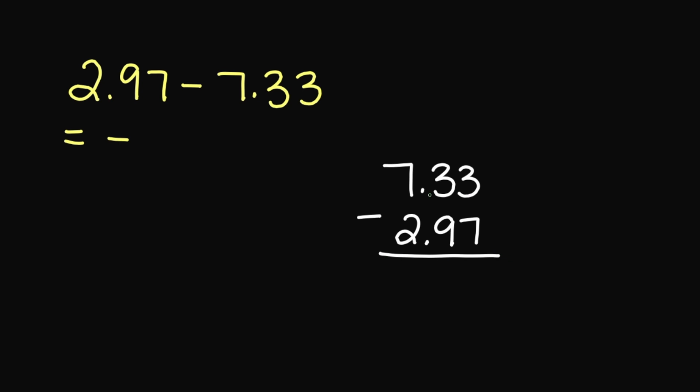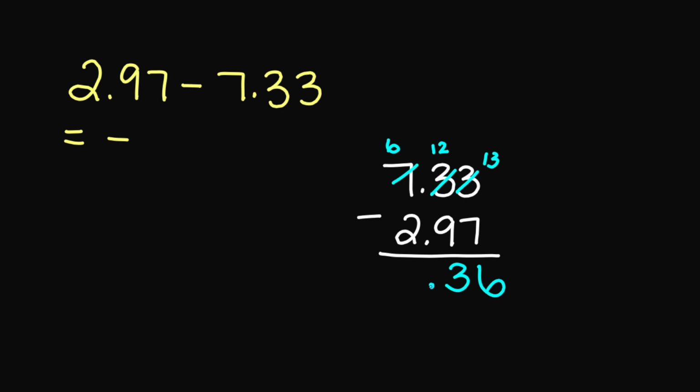All right, so 3 minus 7, can't do that. I need to borrow in the 10th place. So this 3 is going to become a 2. This 3 here is going to become a 13. So now we have 13 minus 7, that's 6. And then you have 2 minus 9. Oh, I can't do that. I only have 2. So I'm going to borrow here in the ones place. This 7 is going to become a 6. This 2 here in the 10th place is going to become a 12. So you have 12 minus 9 is going to be 3.